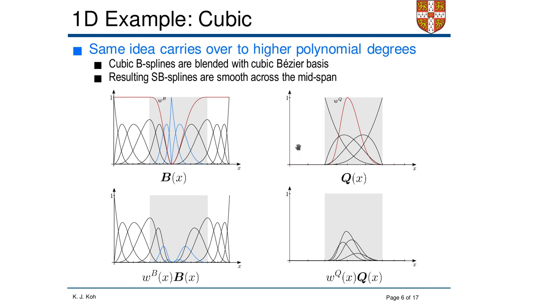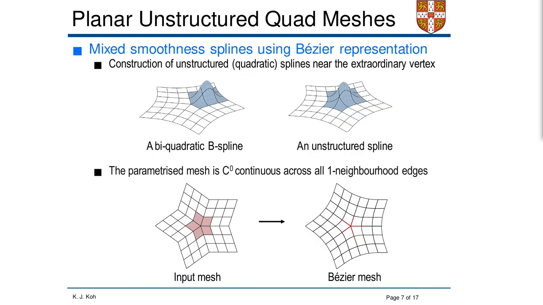Here is another example using cubic B-splines and cubic Bézier bases. Again, here the resulting SB-splines are smooth across the kink. So hence, this blending idea carries over to higher polynomial degrees. Now we are ready to move on to unstructured meshes. We consider unstructured quad meshes on a plane and focus on the quadratic case. But really, the idea carries over to higher polynomial degrees.